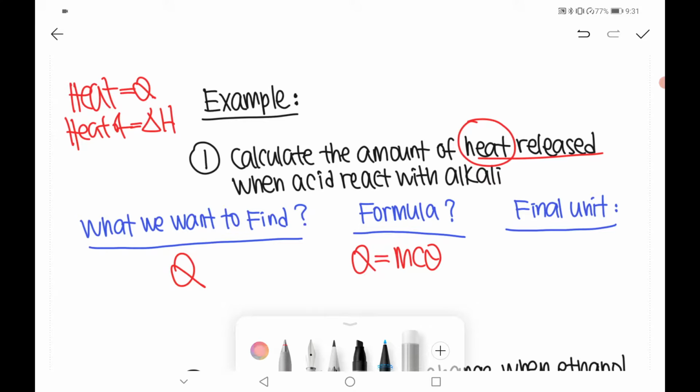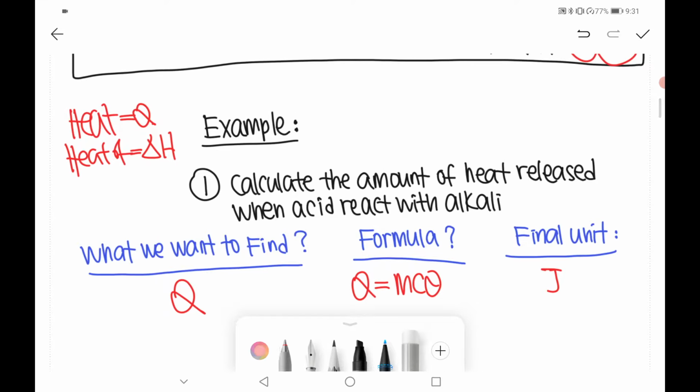What is the final unit? We know Q is heat. Heat is a type of energy, right? We have kinetic energy, potential energy, electrical energy, heat energy. For energy, the unit must be joules. That's it. So that's the first one.